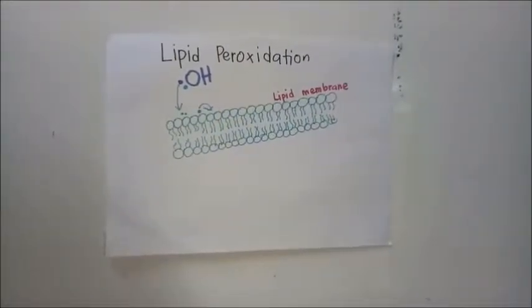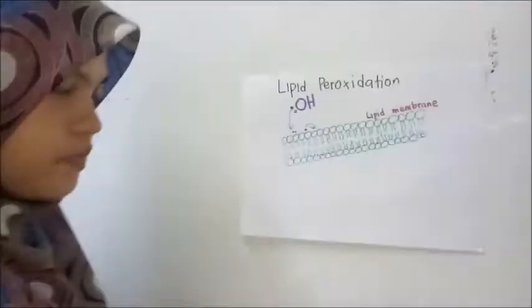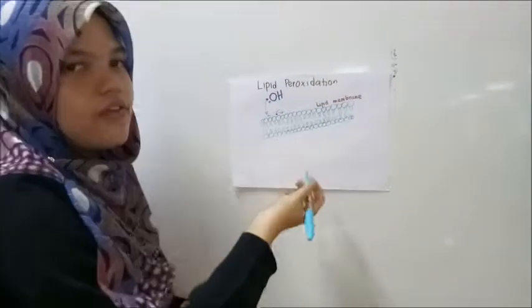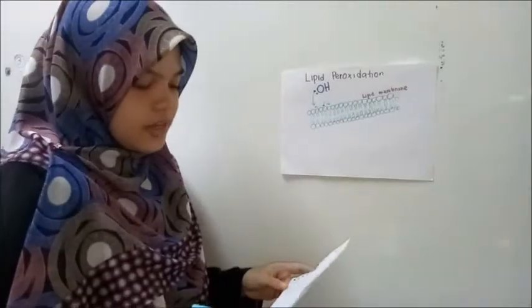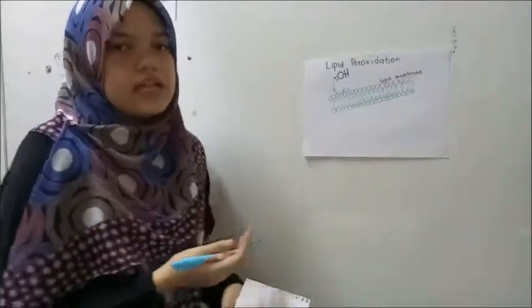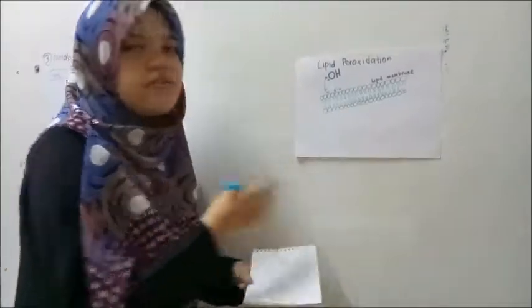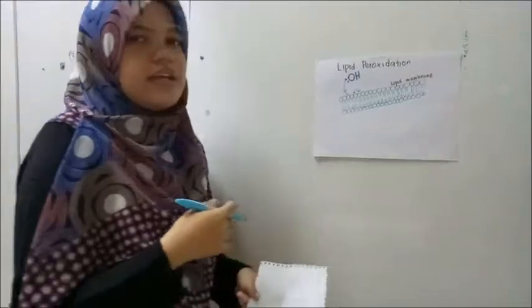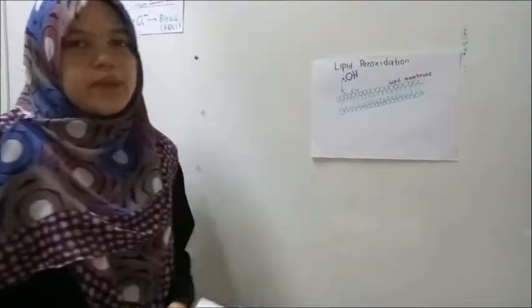They can propagate this process in a sort of chain reaction, and this can hurt the cell membrane and damage the whole of the cell. That's how free radicals can attack the lipid membranes.